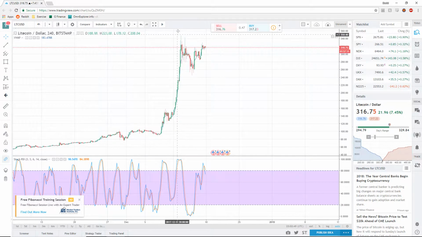Because you can't go up this high and not have it retrace. Every move has to retrace, because if you don't retrace, then there's no one selling it. People who bought here would be selling up here. They would be making a lot of money. So if you bought here and you just kept it, you haven't gotten anywhere yet. You have to finish the transaction for the transaction to actually count.